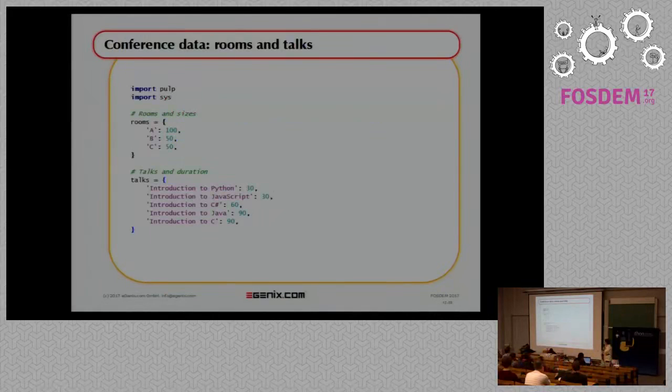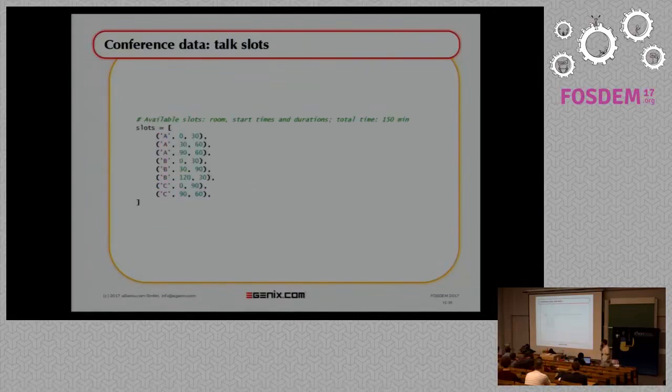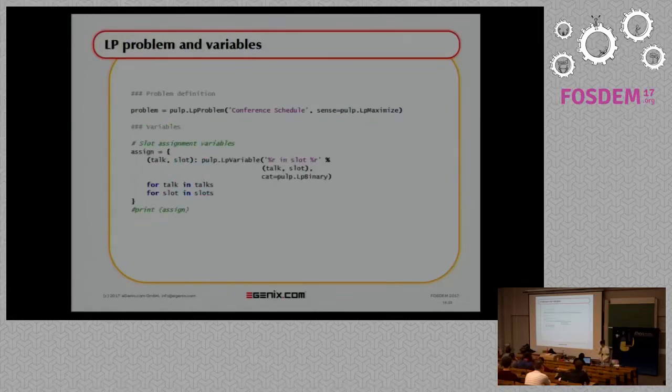So how do we do this? First, of course, we import PuLP. Then we define a few things like the rooms and the sizes. We have a few talks here with the talk durations. Then the next thing is to define the slots that you have available. So as you can see, you have the room A, and then you have the start time of the slot and the duration of that slot. And you can see here you have different time slots, so they're not all the same length.